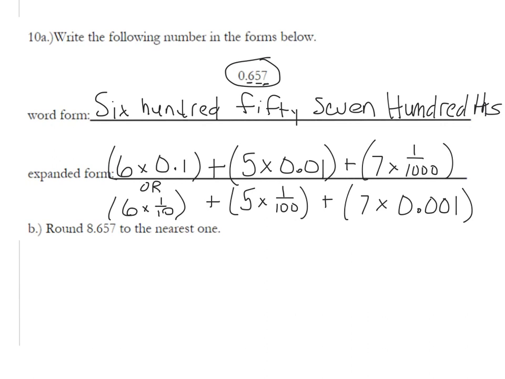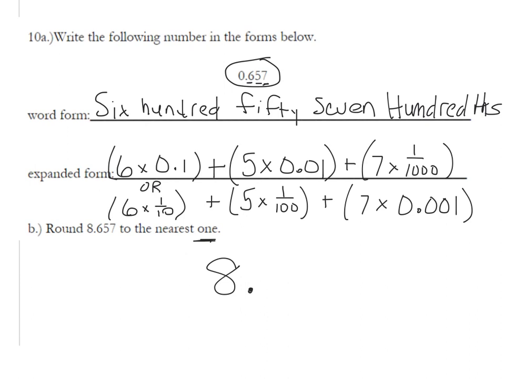Super, super job. All right, 10B, last problem. We're rounding 8 and 657 thousandths to the nearest one whole. So nearest whole number. So again, pause the video here, see if you can try this on your own, and check your work with me when you're ready.